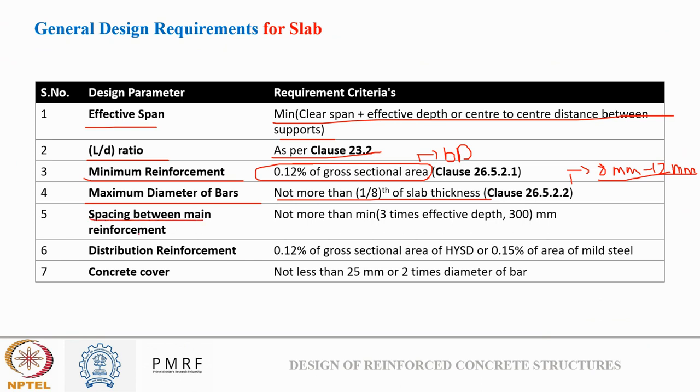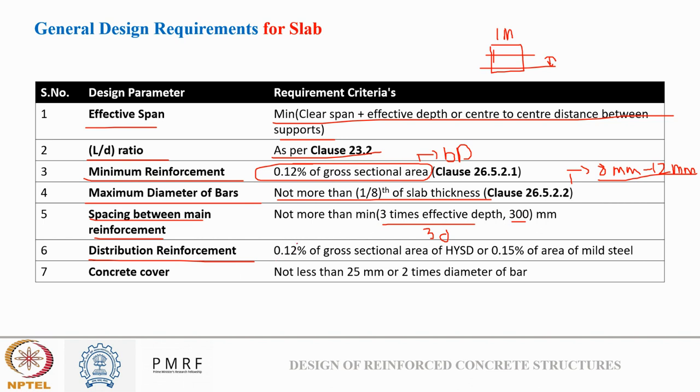Spacing between the main reinforcements. When we are designing a slab, we consider 1 meter width of the slab and determine how much reinforcement is provided and the spacing between those reinforcements. Generally, the spacing between the main reinforcement should not be more than 3 times the effective depth, 3d, or 300 mm. Distribution steel, we will see when we need to provide the distribution reinforcement.